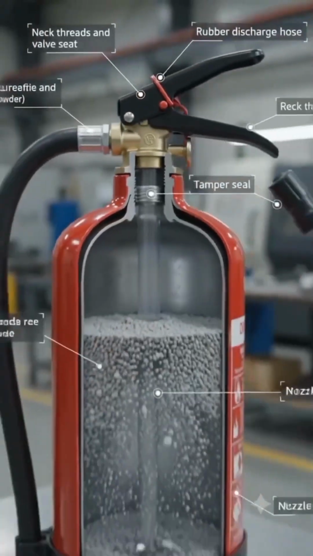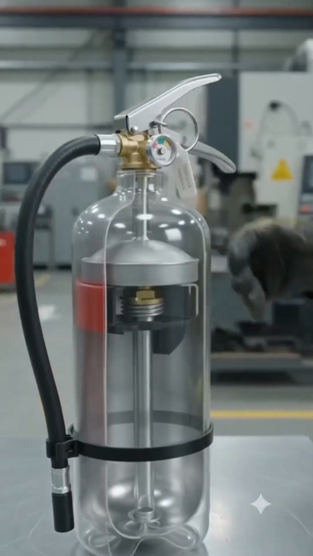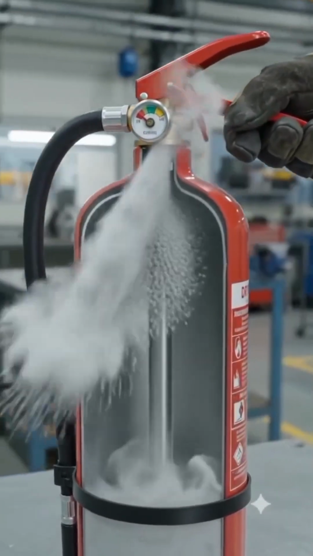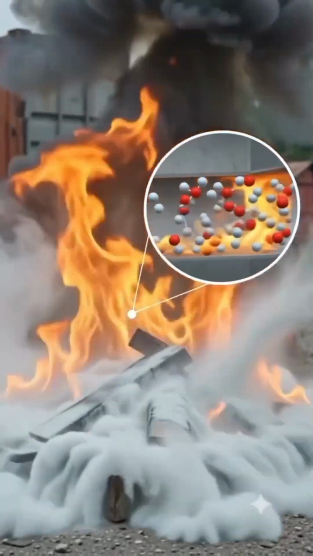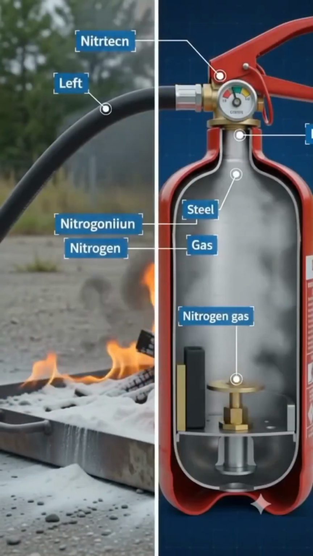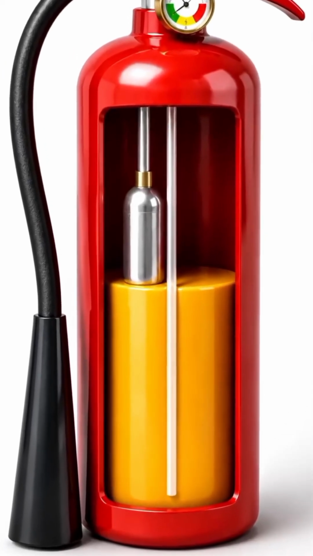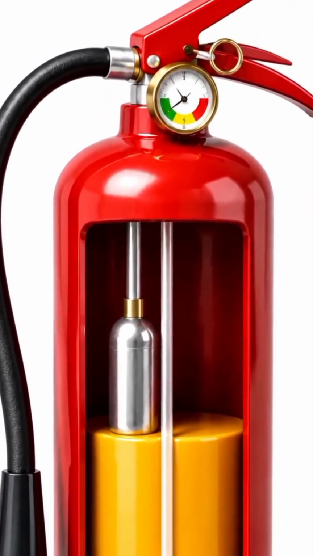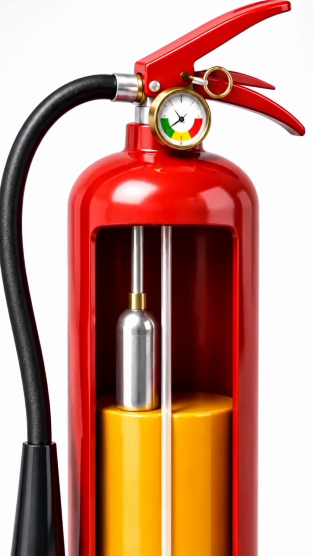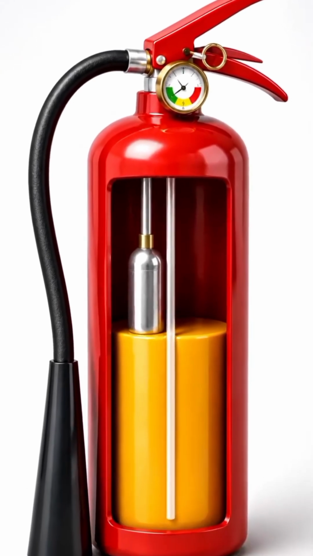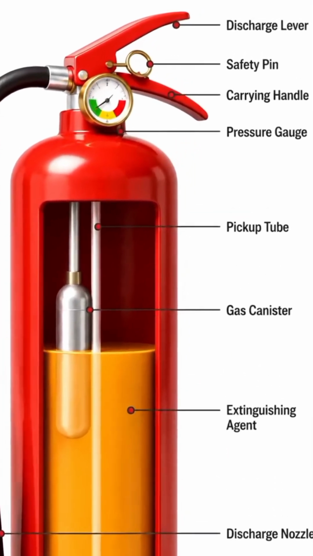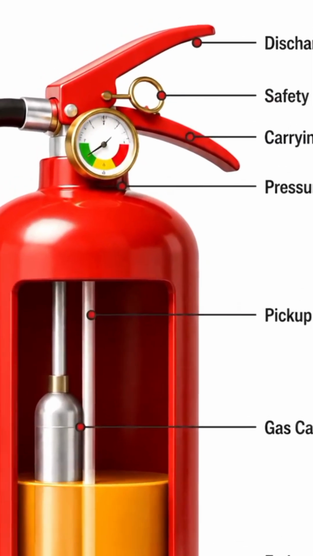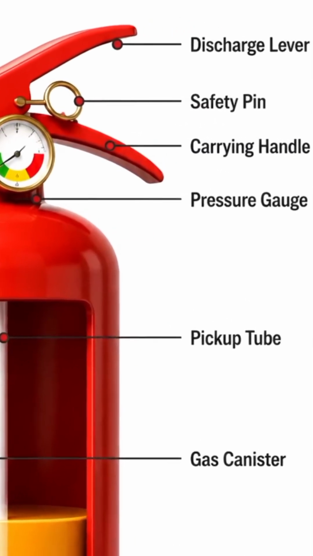Adjacent to the siphon tube, there is a smaller metallic cartridge or canister. In some specialized design variations, this represents a gas cartridge, often filled with compressed carbon dioxide or nitrogen. When the handle is squeezed, a mechanism punctures this internal cartridge, releasing high-pressure gas into the main cylinder to pressurize the agent and force it out. In more common stored pressure extinguishers, the entire upper volume of the main cylinder is directly filled with a pressurizing gas like dry nitrogen, while the chemical agent sits below it.